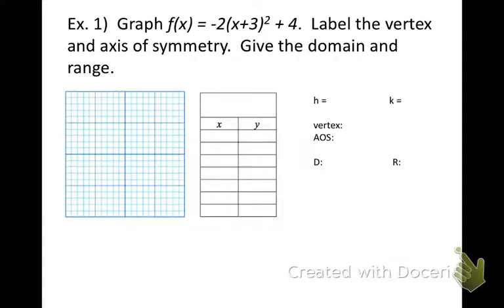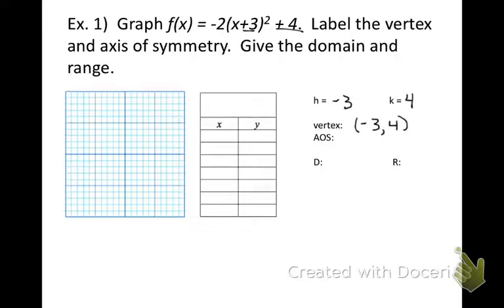Okay, think about the general form of the parabola and the a, h, and k values, and let's pick them out. So our h value, we see a plus 3 there, so that means our h value will be negative 3. And then our k value is just as we see it, so that is positive 4. And then we can go ahead and write our vertex as an ordered pair. So it is (-3, 4).